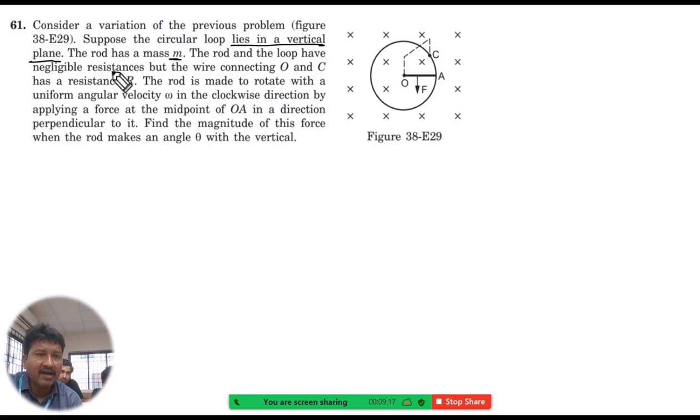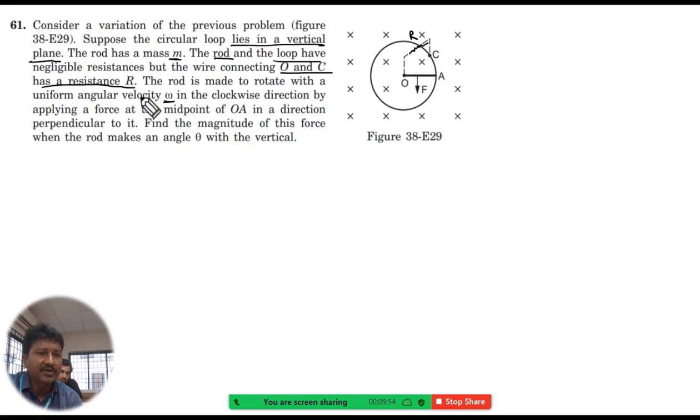The rod and the loop have negligible resistance. In the previous problem, the loop had resistance R. Now the connecting wire OC has resistance, like in the first problem. And the rod is made to rotate with uniform angular velocity omega in the clockwise direction by applying a force.